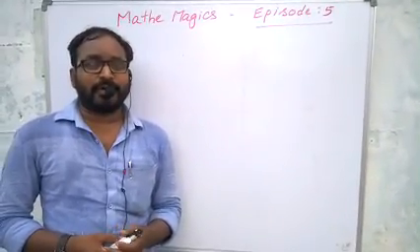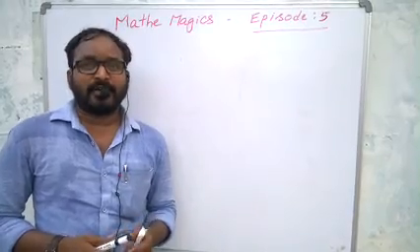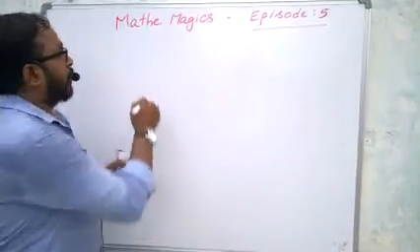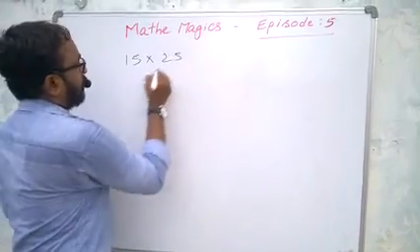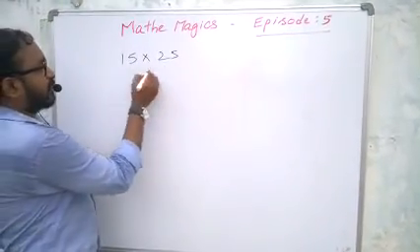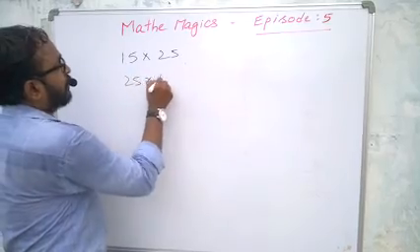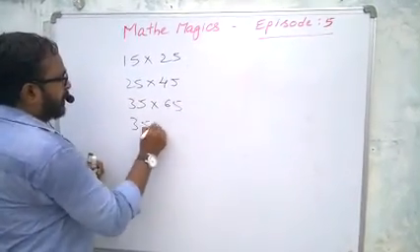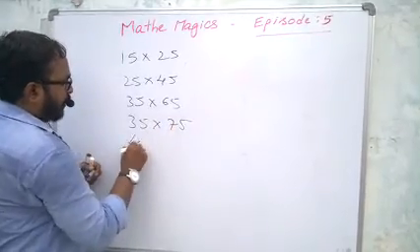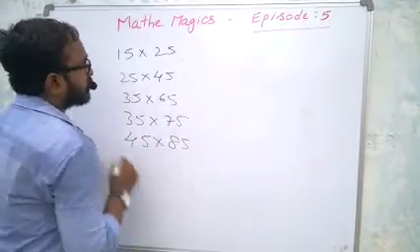Today we deal with Vedic mathematics, the multiplication of different numbers, like numbers which are ending with 5 but have different tens digits. 15 into 25, 25 into 45, 35 into 65, 35 into 75 and 45 into 85, like that. So how do we do this one?